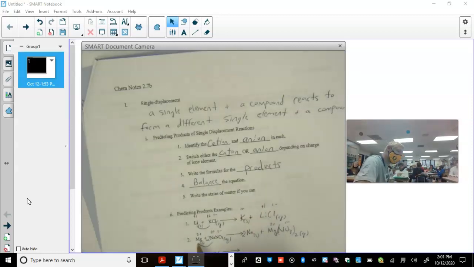So, Mg versus Na, do they even switch? No. This is on the back of the front cover, purple. So wherever your purple sheet is, there it's there. It's kind of like a purple sheet. There it is.